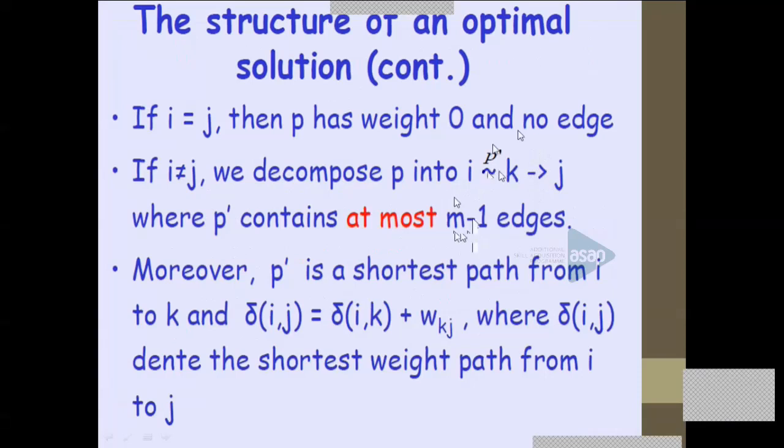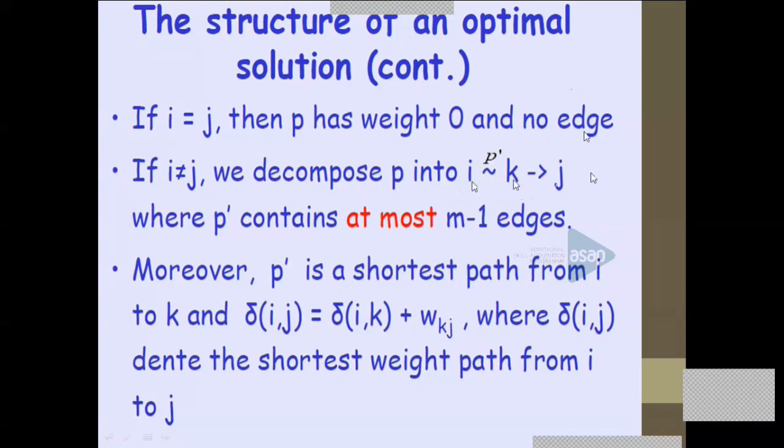M minus 1 edges. And moreover, the substructure is that I to K should also be the shortest path. You have checked that each path is shortest for proceeding from I to K. That is actually the optimal substructure. If you are jumping from I to a vertex, say X dash, then you ensure that I to X dash is the shortest path, then X dash to X double dash is the shortest path, X double dash to X triple dash is the shortest path. Finally, you reach K. That means P dash is also going to be the shortest path from I to K.